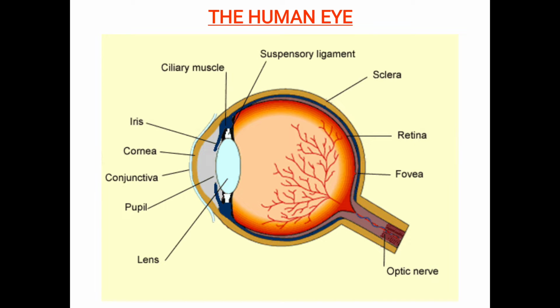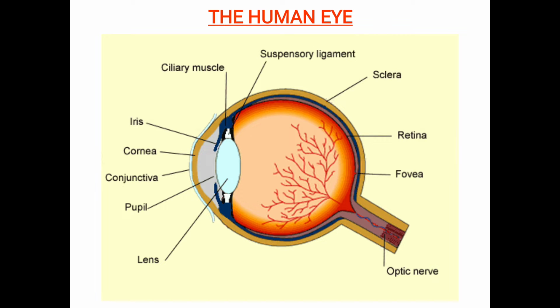Hi, today we are going to discuss the human eye. In this human eye, what I am showing are the basic parts. Here it is the suspensory ligament. This is called the suspensory ligament, and here this is the ciliary muscle, and here it is the iris.